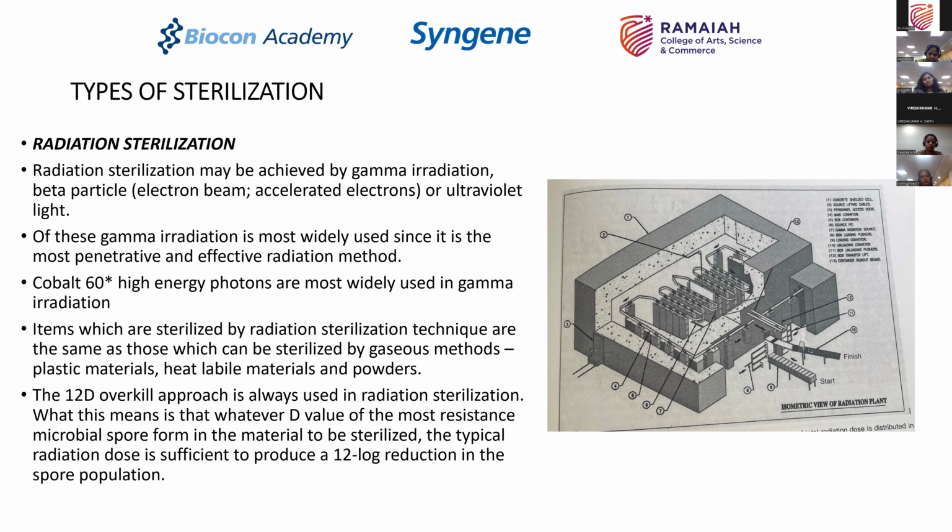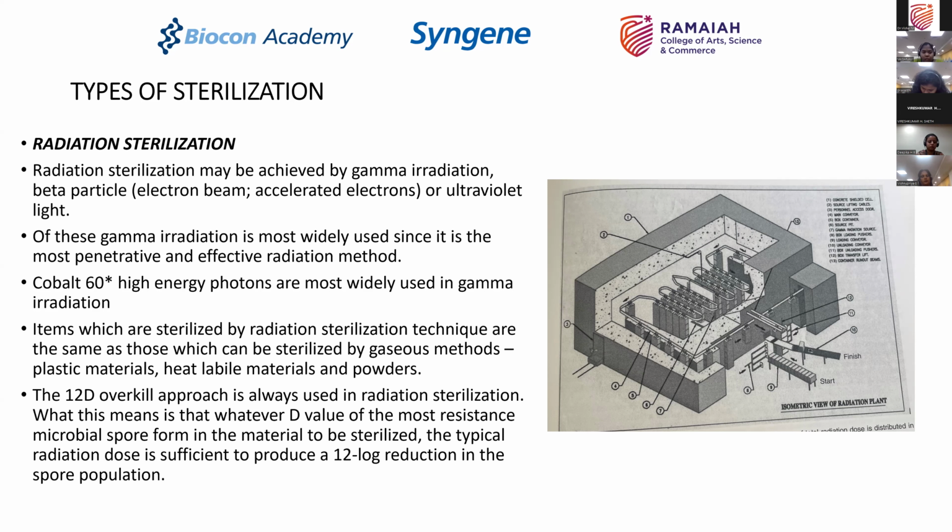That is an overkill approach which is used in radiation sterilization, and the reason for this comes from the fact that when we are doing radiation sterilization, we do not have 100% control on the beams which are going on. So instead of restricting ourselves to 10 to the power of 6, we go to a 10 to the power of 12 log reduction. Whereas from a regulatory standpoint, we are supposed to prove at least 10 to the power of 6.